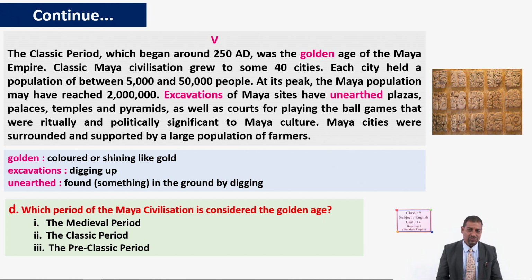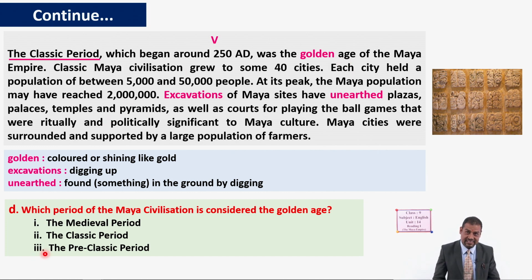Okay, so where do you find it? Have you located the information in the text? Where is it? Oh yes, you are right, it is in the first line. And can you tell me the word or phrase that gives us information for this question? Okay, let me check. The classic period, which began around 250 AD, was the golden age. See, so from here, without any confusion, you can find the correct answer.